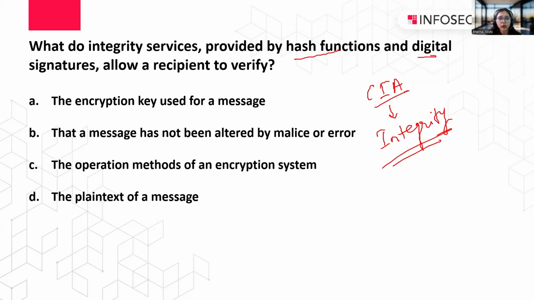So here they are talking about the options. The first option says the encryption key used for a message. The second option says that a message has not been altered by malice or error. The third option says the operation methods of an encryption system. And the last option says the plain text of the message. As we already discussed, integrity makes sure that your message has not been altered. So here the correct answer is option B.